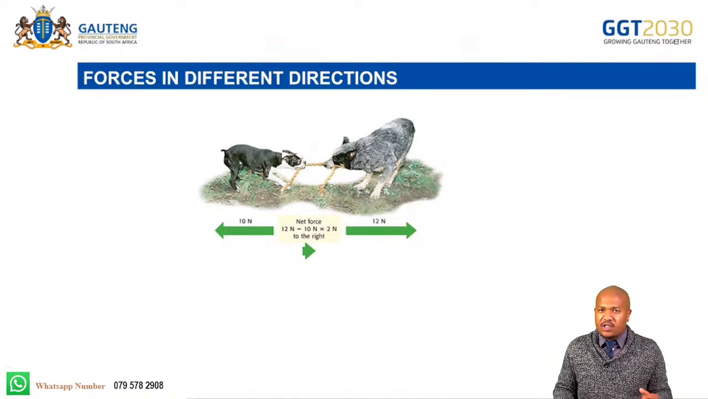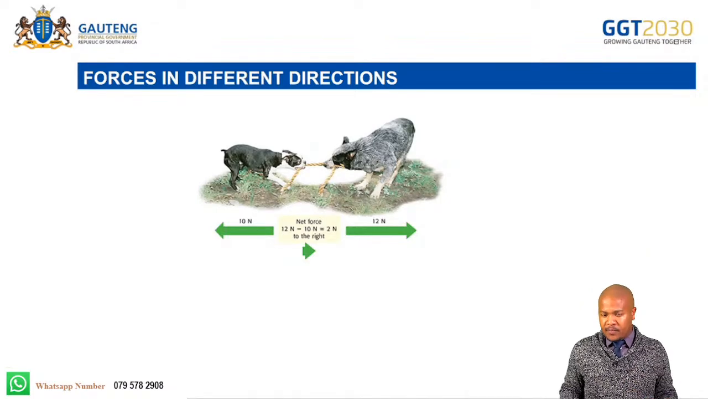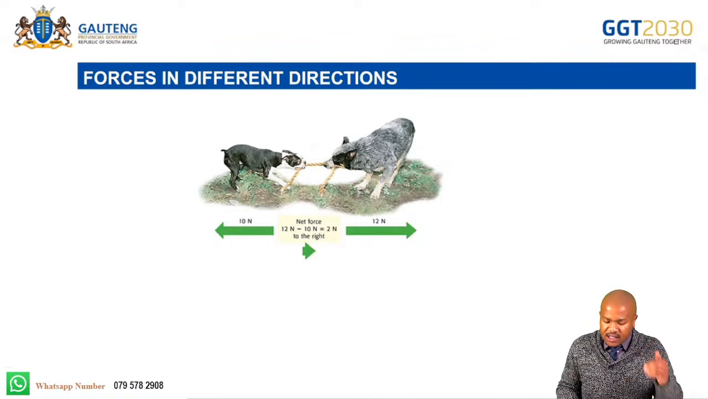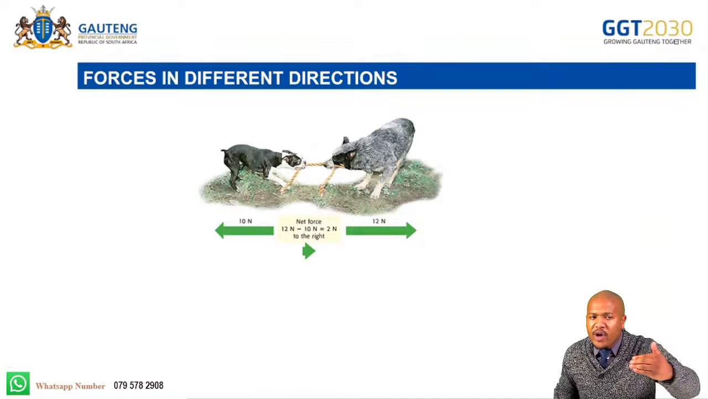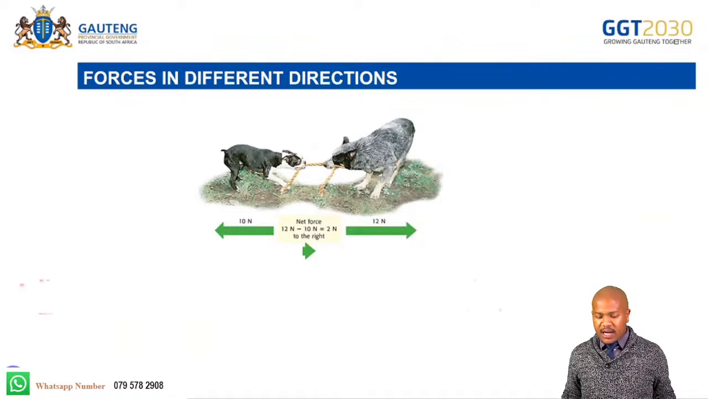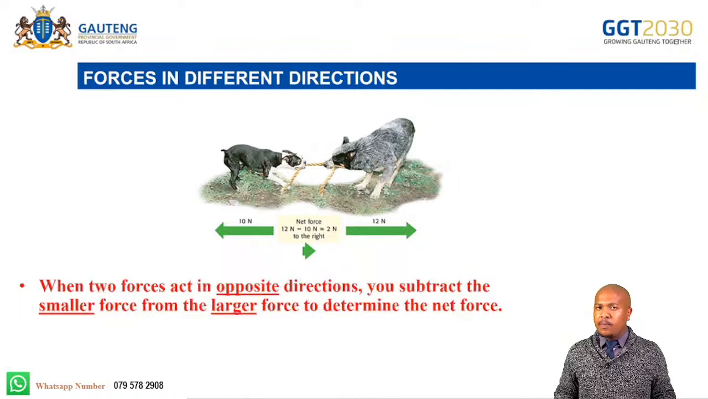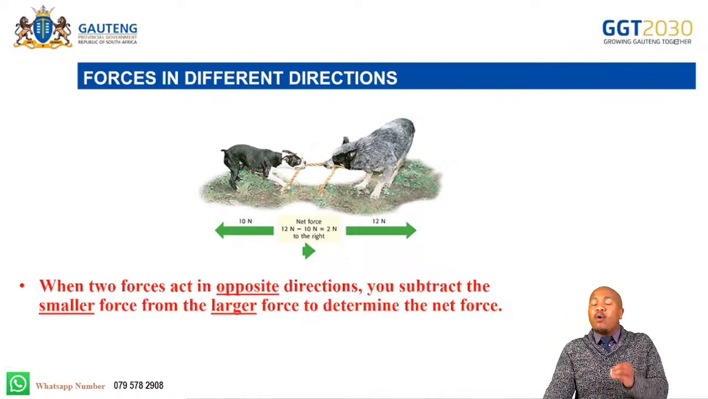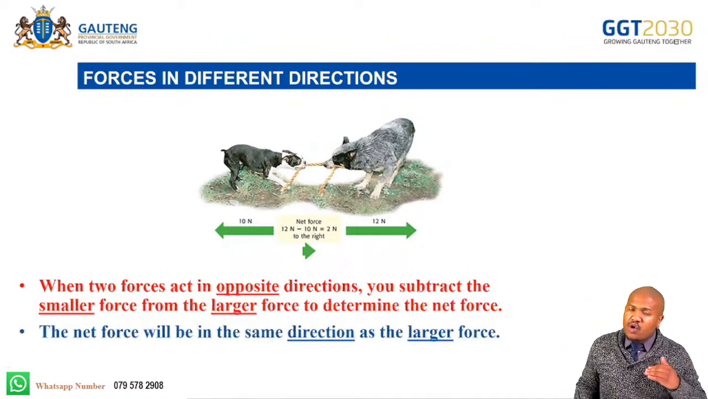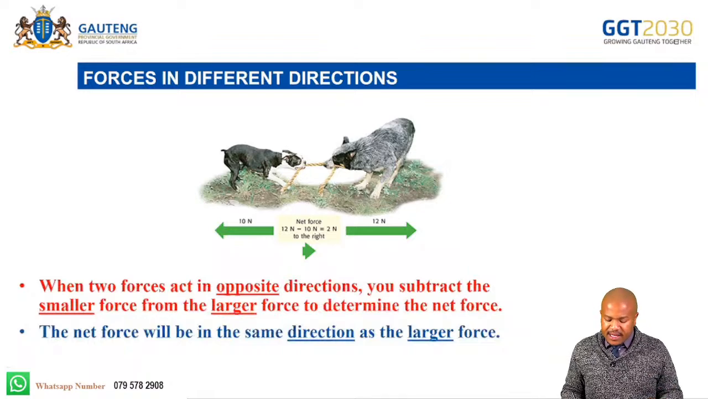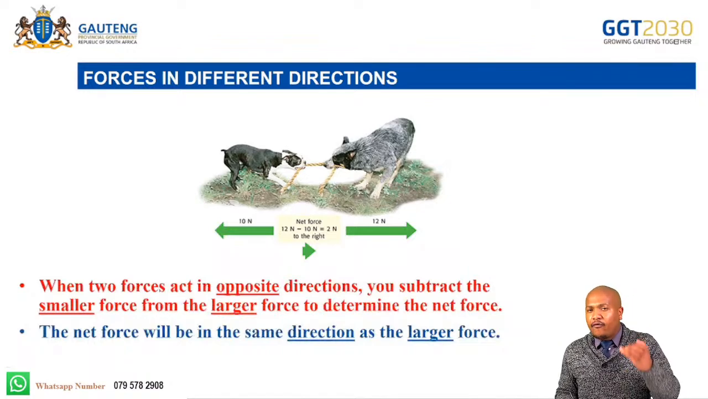10 newtons of force, of pulling force against Snoopy, right? Snoopy is applying 12 newtons of force against Danger, right? And mind you, they are going in opposite directions. So who is going to win the rope over to themselves? So what do we do here? Let me remind you. We said that when two forces act in opposite directions, you subtract the smaller force from the larger force in order to determine the net force. Are we together? So what is going to be the result here? The net force will be in the same direction as the larger force, right?